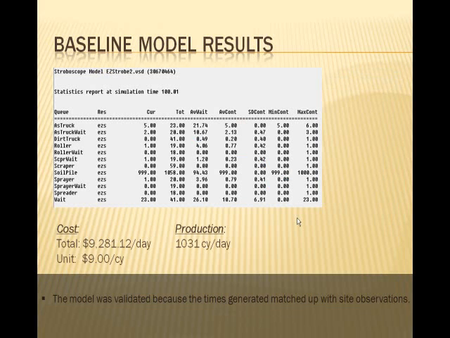According to our Excel calculations, we determined cost and production for our baseline conditions. Shown here is a partial report from the Easy Strobe software. Also shown are our cost and production calculations from Excel. The total cost was $9,281.12 per day. The unit cost was $9 per cubic yard. Total production was 1,031 cubic yards per day. The model was validated because the times that were generated were shown to line up with the site observations that we took during our visit.